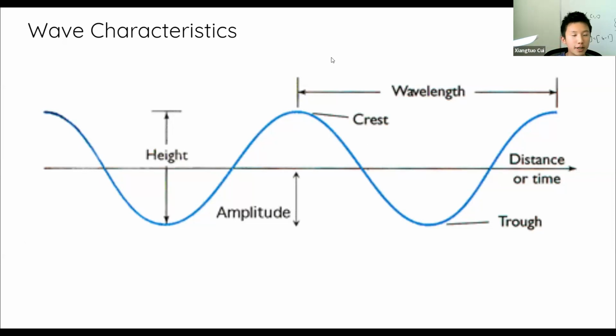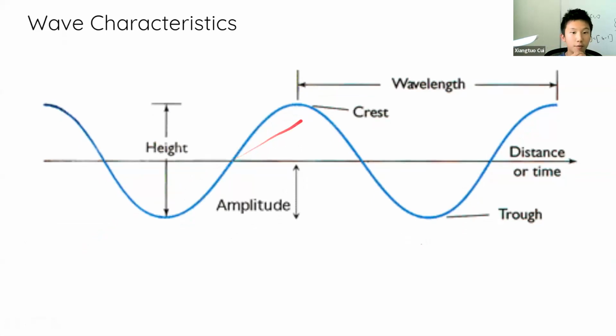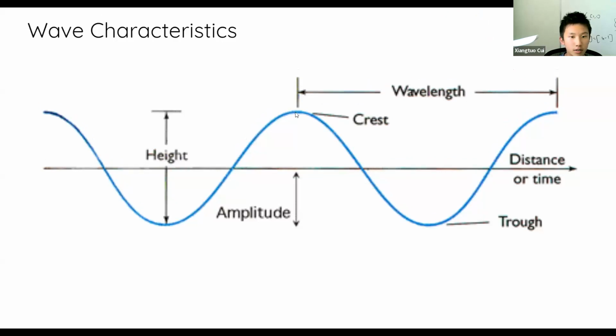And the distance between two crests, as you can see here, from one crest to the other crest, is called the wavelength. And the wavelength basically just says how stretchy the wave is. There is another characteristic of waves called the amplitude. That's the height of the wave. It's just how high each wave goes.